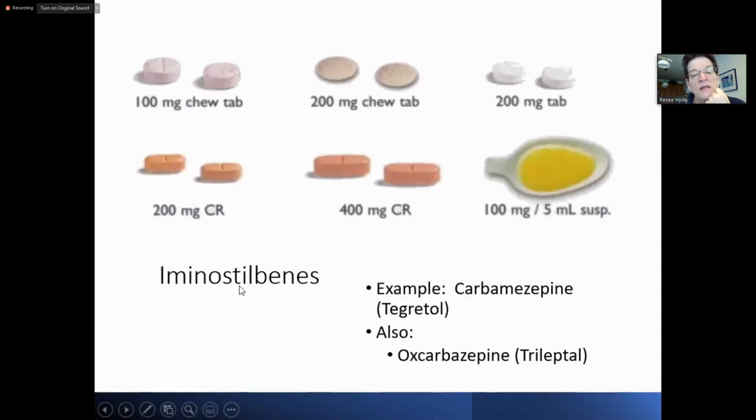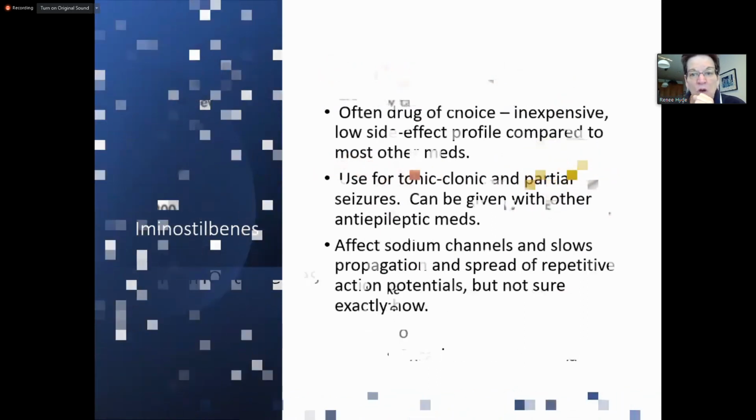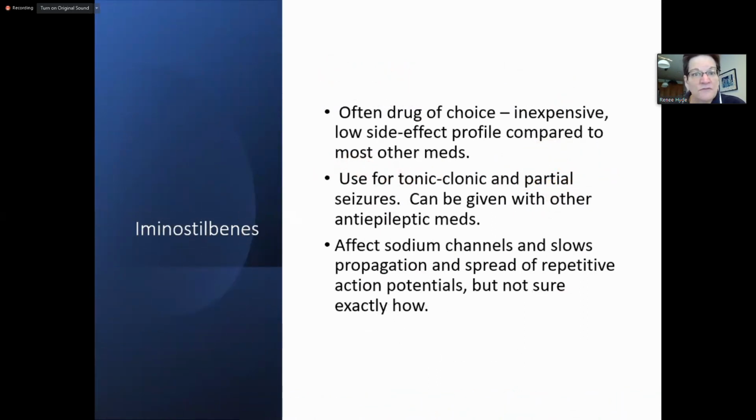Now, the iminostilbenes, these are your carbamazepine or oxcarbazepine, the Tegretol or the Trileptal, okay? Anticonvulsants. Tegretol is also used as an anti-seizure. It can also be used as anti-pain. It's inexpensive, with a fairly low side effect profile compared to others. A lot of times it is used for tonic-clonic and partial seizures. It can be given with other epileptic meds.